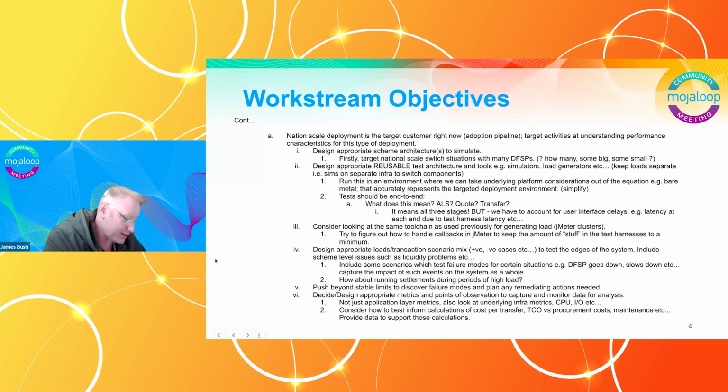When it comes to toolchain, previously, and I say previously, going back, well, probably more than 3 years now, some of the early performance testing that was done on Modular Loop was using a toolchain based on JMeter and the SDK scheme adapter. But there were some issues with that which this workstream has tackled and tried to work our way around, particularly the asynchronous callback-oriented nature of the main transfer processing flows.